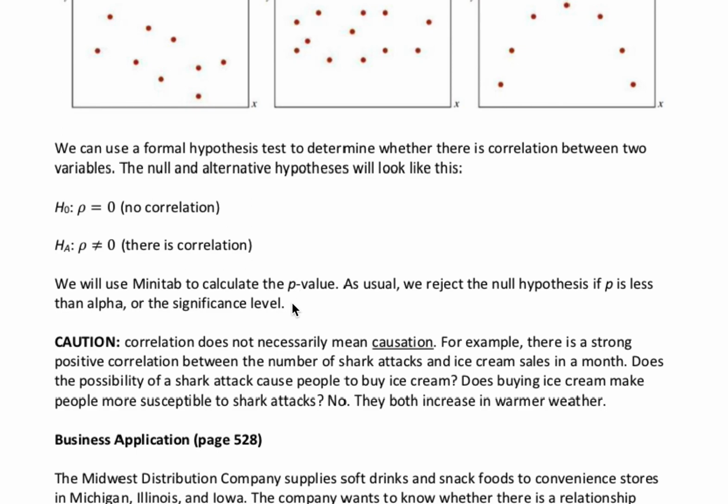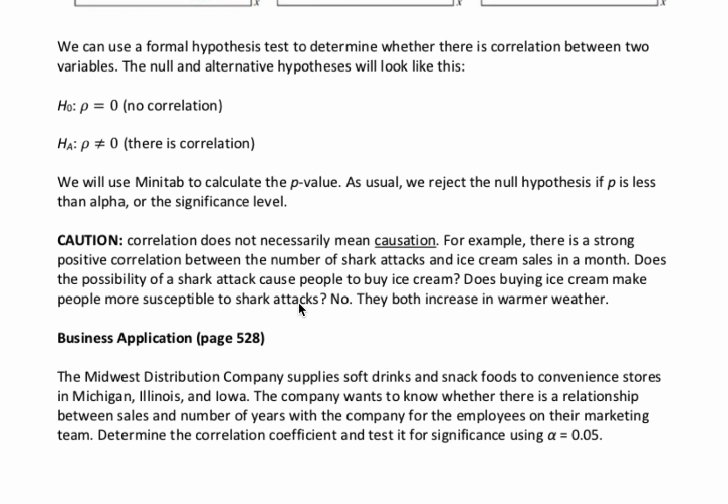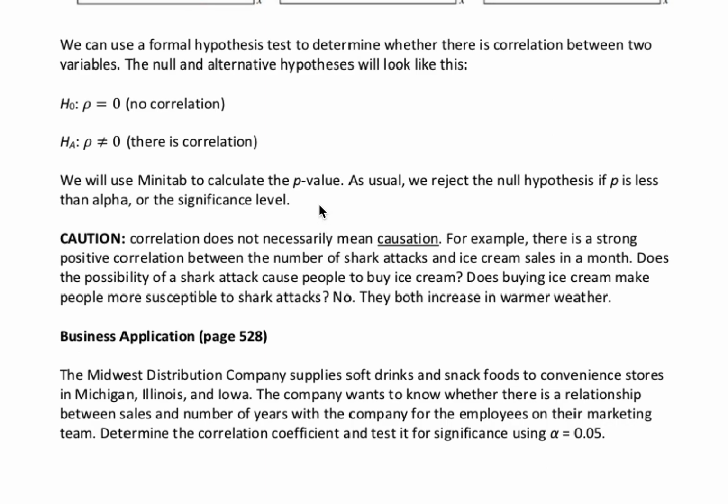And so we can calculate the p-value in Minitab as usual, and then we decide if we reject or fail to reject the null hypothesis based on that. What you need to remember about correlation is that it does not necessarily mean causation. So for example, there's a strong positive correlation between number of shark attacks and ice cream sales in a month.